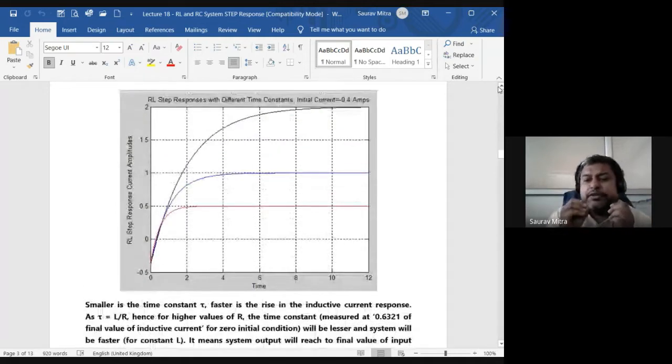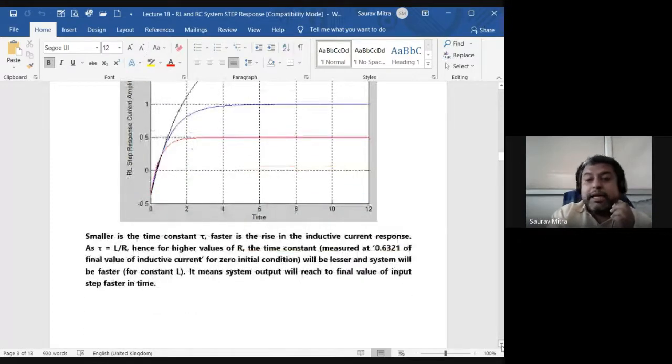The same kind of response will be there for the transient response of the RC circuit, but in that case we will be talking about capacitive voltage. What is the parameter here? It is written on the y-axis: RL step response current amplitude. In this case, you are talking about the circuit current, or the inductive current, that is building up.